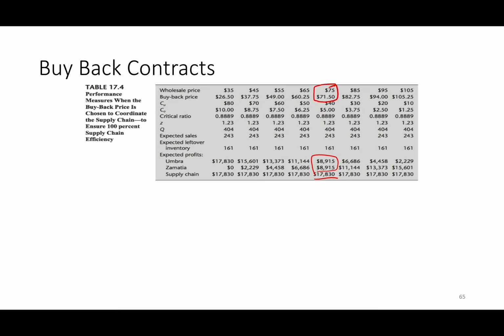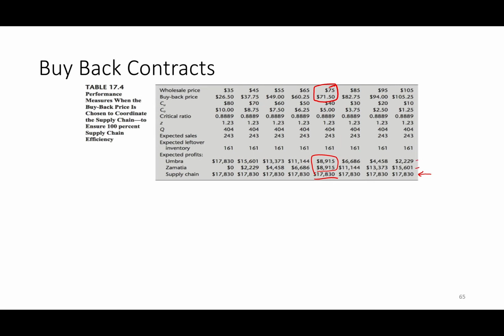Now what this table is showing is two things. One is that in all of these cases, the overall supply chain profit is the maximum supply chain profit. However, the split of profit is different between Umbra and Zemaria, or between the retailer and the manufacturer.